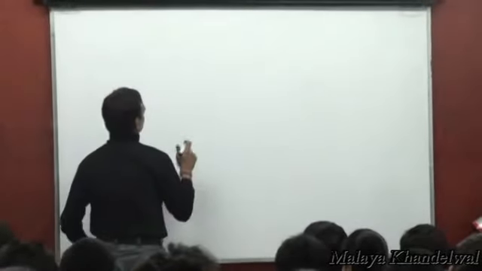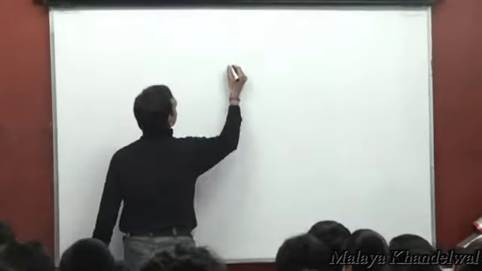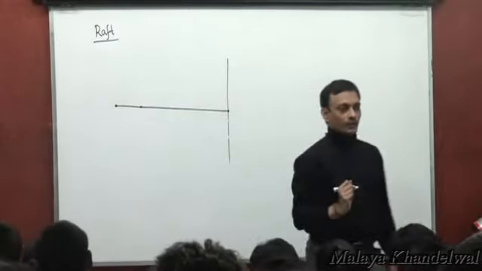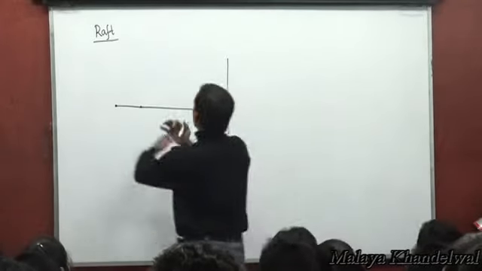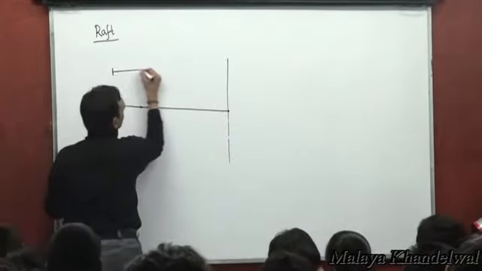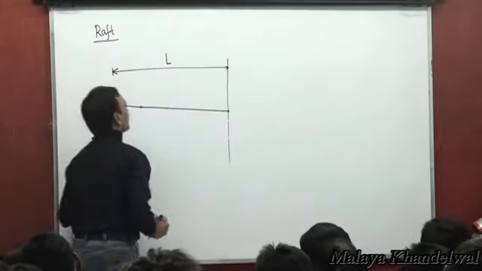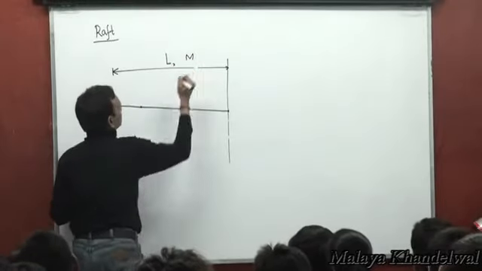Suppose, let's say this is the shore of a river, and there is a raft. There is a raft of length L and mass M. Uniform length.